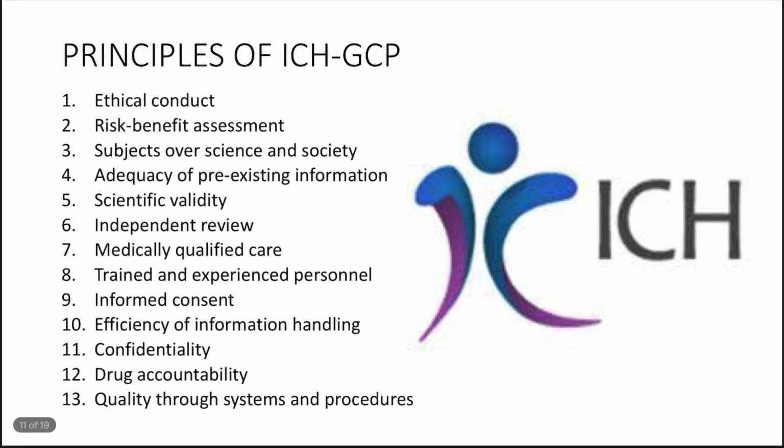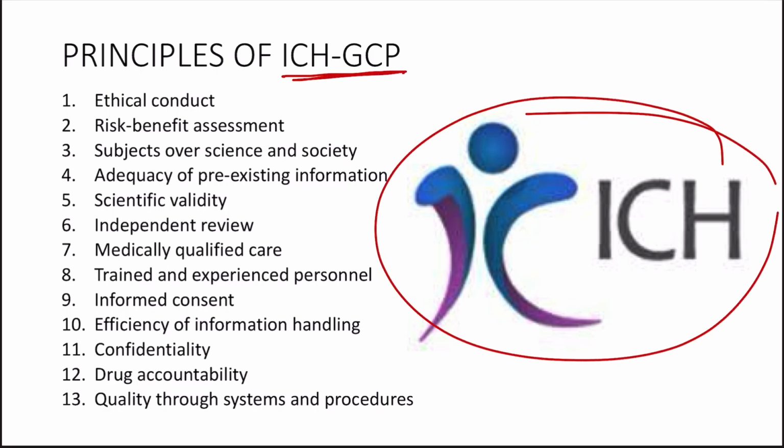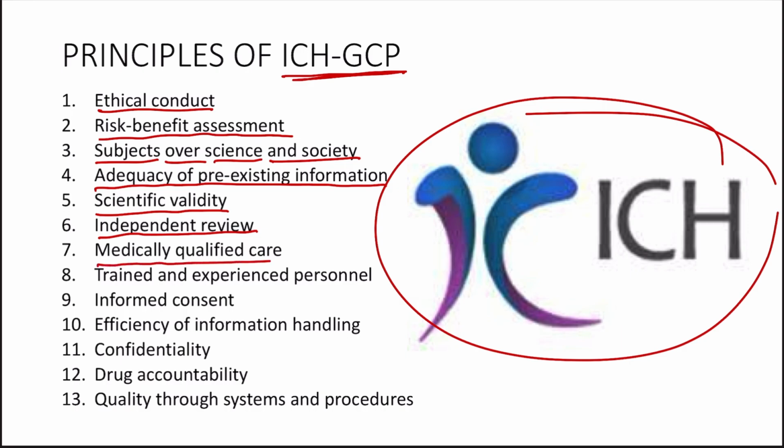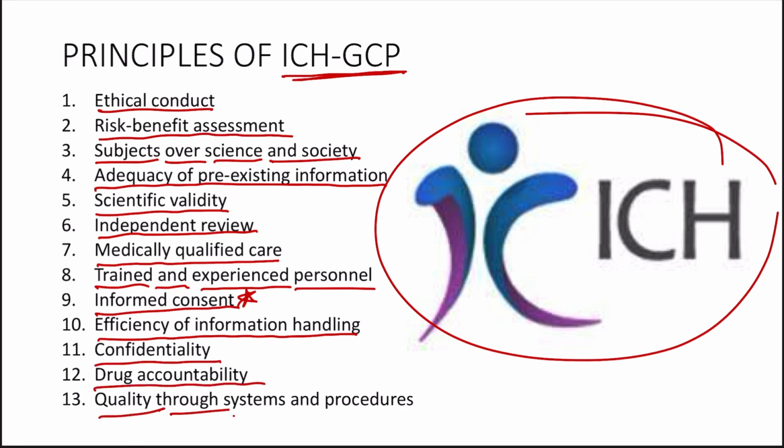Now coming to the 13 principles of ICH-GCP. This is the logo for ICH-GCP. Here you can see the 13 principles, that is ethical conduct, risk benefit assessment, subjects over science and society, adequacy of pre-existing information, scientific validity, independent review, medically qualified care, trained and experienced personnel, then informed consent. Then we have efficacy of information handling, confidentiality of the participants, drug accountability and quality through systems and procedures. Now let's discuss all these 13 principles one by one separately.